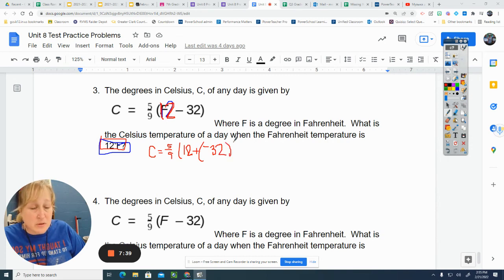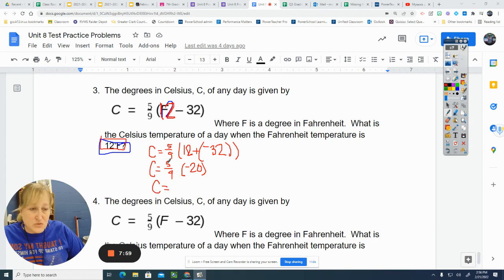And now I'm dealing with something that I know. So 12 plus 32, they're different. So I'm subtracting. 12 minus 32 is 20. And because 32 is further from 0, it's negative 20. Bring down my C. Bring down my 5/9.